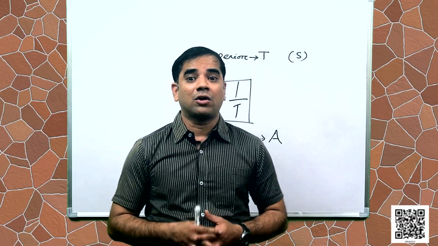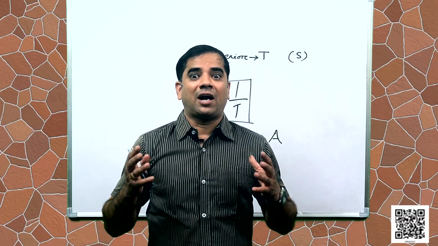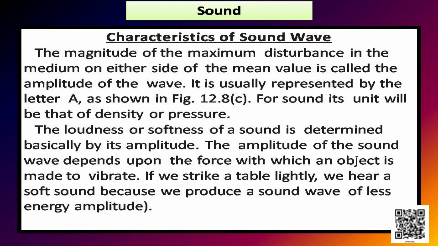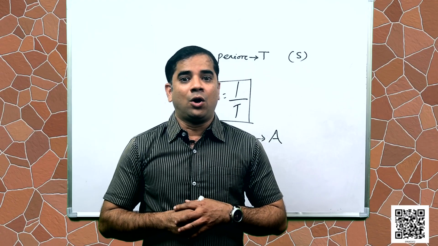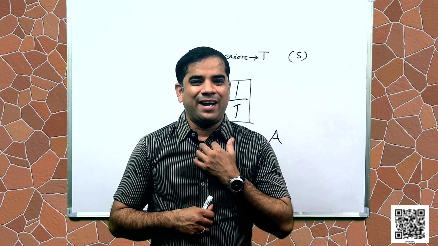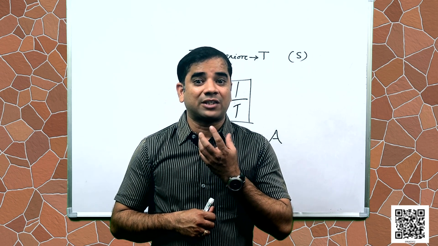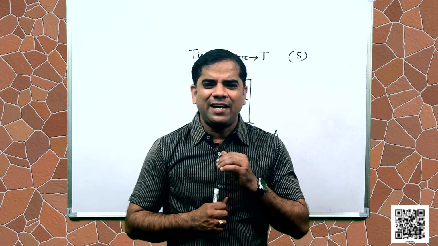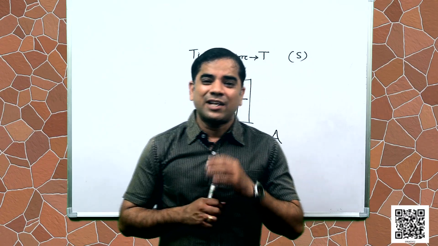The loudness or softness, louder and softer, of a sound is determined basically by its amplitude. The amplitude of the sound wave depends upon the force with which an object is made to vibrate. See, hello, that means I am giving much force, so the sound is louder. Hello, hello, that means I am giving less force, so the sound is softer.